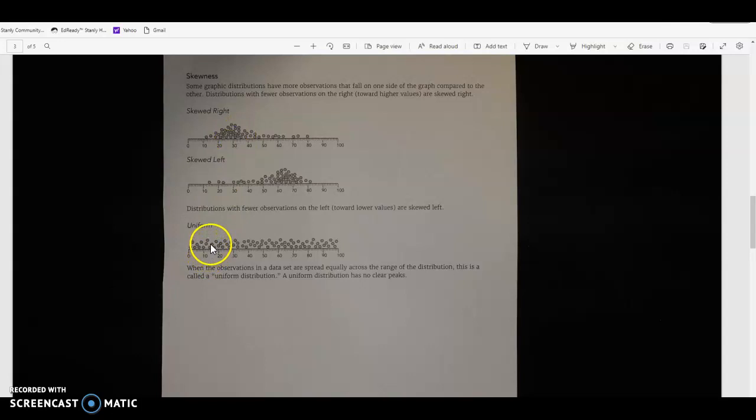Then we also have the uniform one, which is when the data sets are spread equally across the range of distribution. It's called a uniform distribution, and it has no clear peaks. So it's basically just the same across, or just kind of scattered across at an even, uniform data.